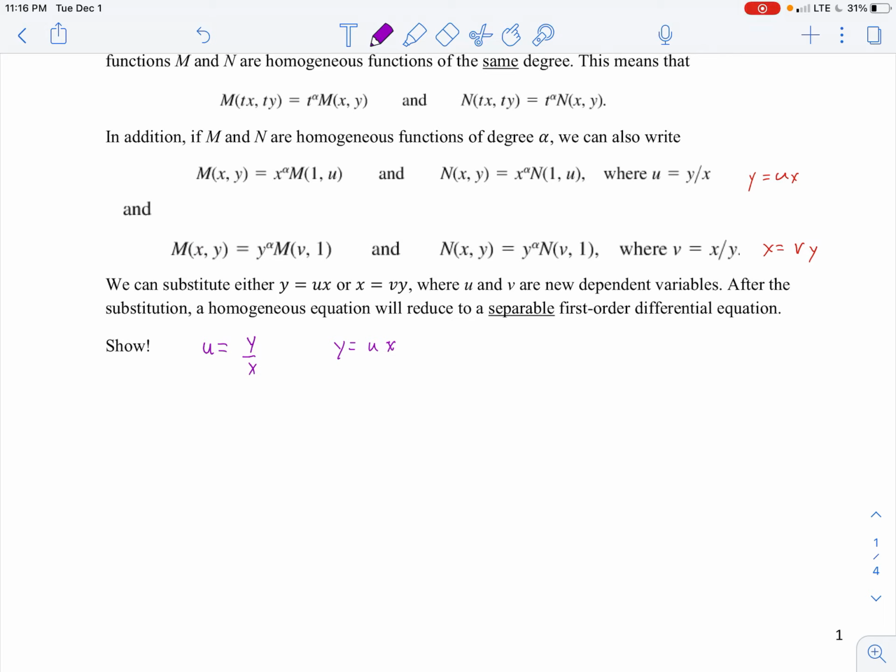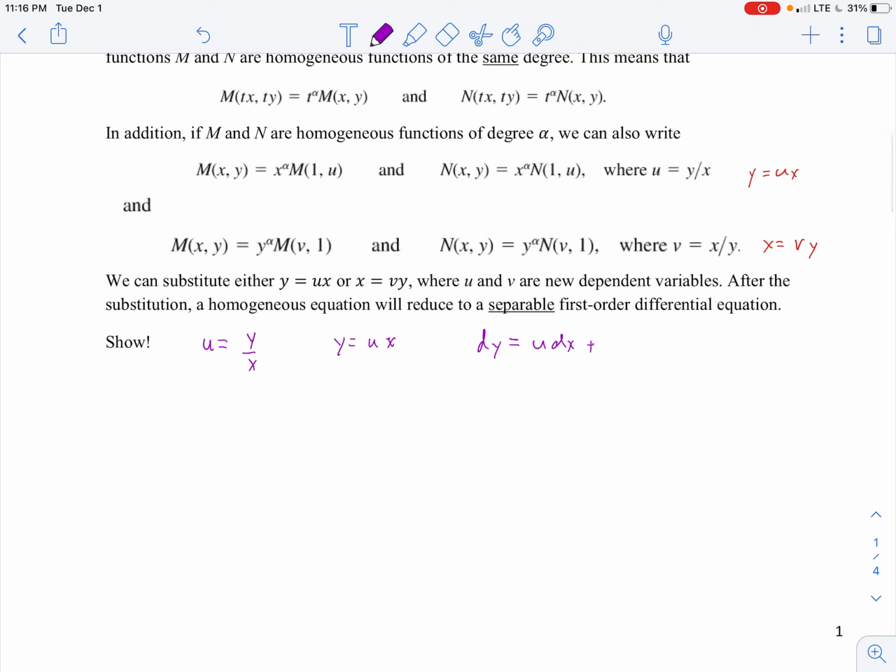On the left side, I'm going to take the derivative, and it's just going to be dy. On the right-hand side, I'm going to take the derivative of u and x, because they're both variables. I keep u and take the derivative of x, which is dx, but this is a product rule because we're dealing with two variables, so this is implicit differentiation, plus keep x and take the derivative of u, so I have just du. And so now we can do some substitution.